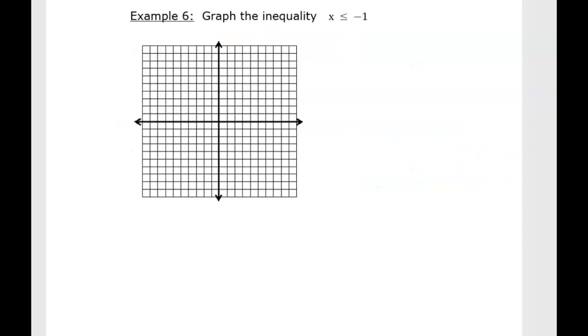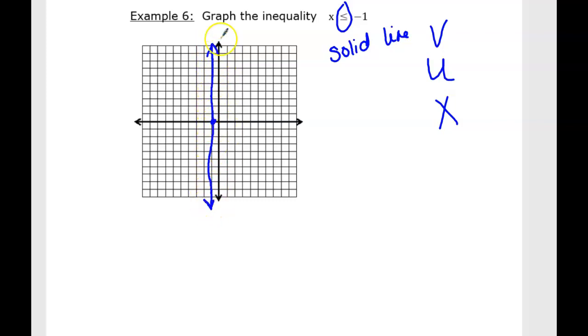Now we've got a vertical line, because we have x is less than or equal to negative 1. So negative 1 is going to be right here, and in this case, this is going to be a solid line again. I'm going to make that vertical line, and not very straight. But x is less than or equal to negative 1, so if you think of the x as a number line, anything less than is going to be to the left.